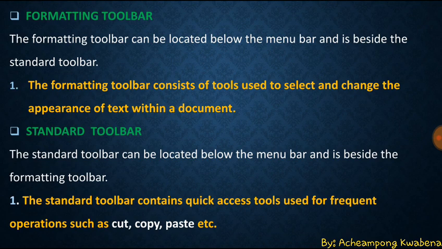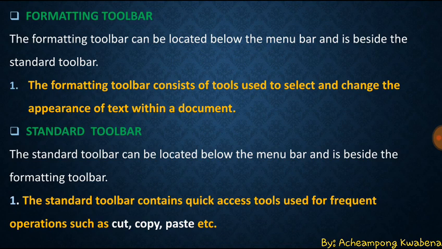Now the next one, we have the formatting toolbar. As the name appears, I hope you know what formatting is. We learned that formatting in word processors means changing the appearance of a text within a document. The formatting toolbar can also be located below the menu bar and is beside the standard toolbar. The main function of this bar is that it consists of tools that can be used to select and change the appearance of text within a document.